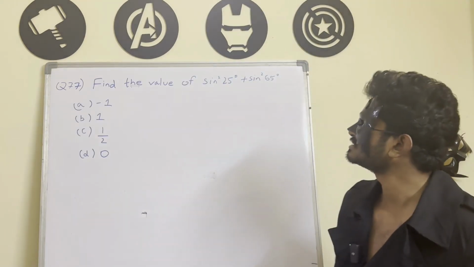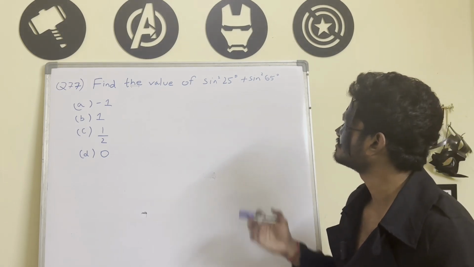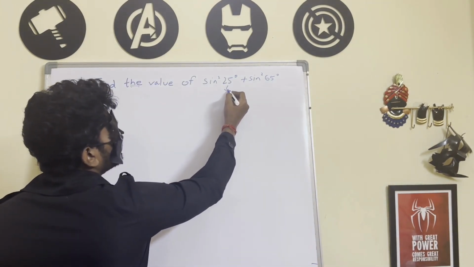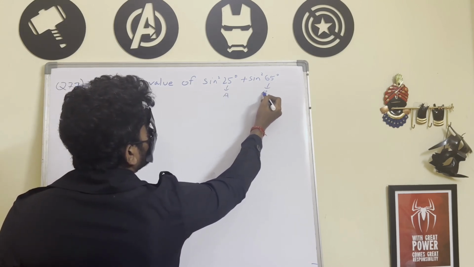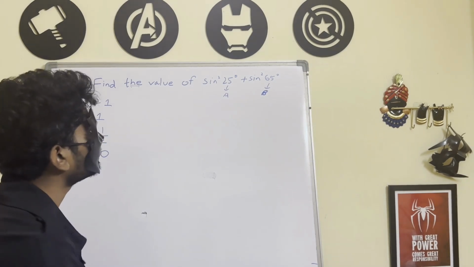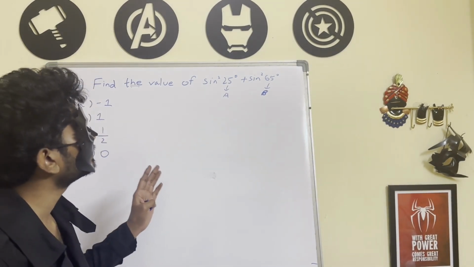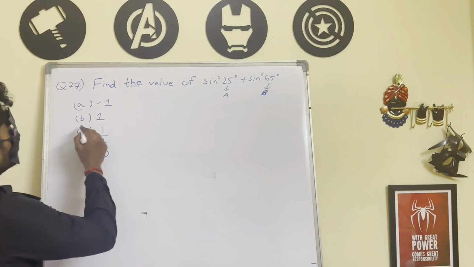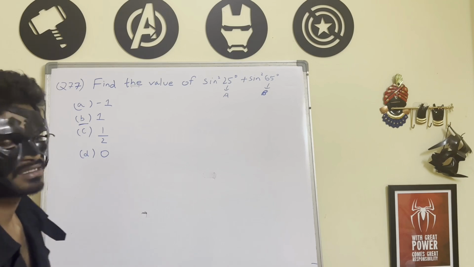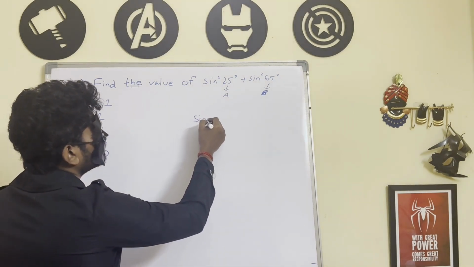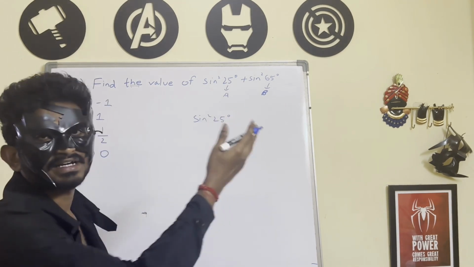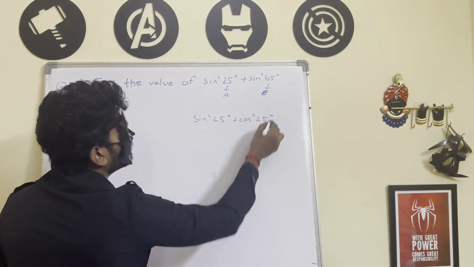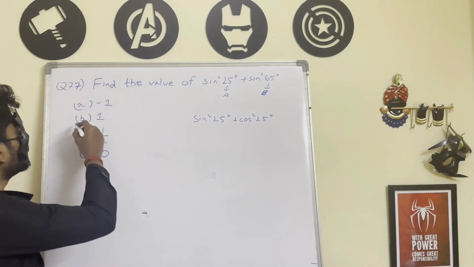So superhumans, next question is find the value of sin square 25 degrees plus sin square 65 degrees. If you take this as A and this as B, I already taught you that if A plus B is equal to 90, then sin square A plus sin square B is equal to 1. So you must be able to mark option B directly, but in case you are not able to get that formula, then sin square 65 can be written as cos square 25, plus sin square 25. So sin square theta plus cos square theta is nothing but equal to 1. So you will be marking option B here.